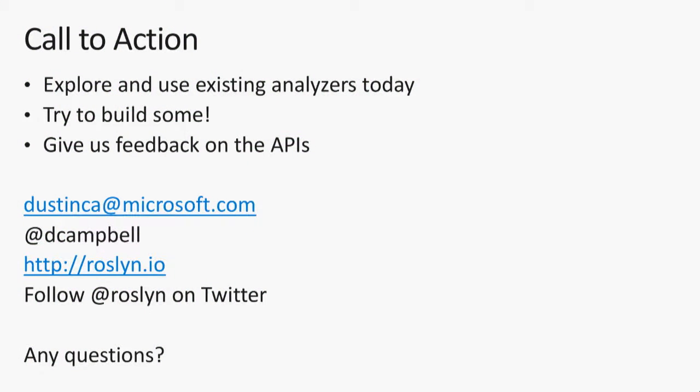That's just a quick look at how we build an analyzer. It doesn't take a lot of work. Both of those were around or under about 20 lines of code, and there are tools out there to help you do that, like a syntax visualizer. So the call to action for you guys who are watching: explore and use some of the existing analyzers that are out there. There are a lot out there, like some of the CodeCracker stuff and StyleCop analyzers. There are a number of analyzers that the community is building and that we are building. Or try to build some yourself and give us feedback. There's some contact info for you, and thanks for watching.